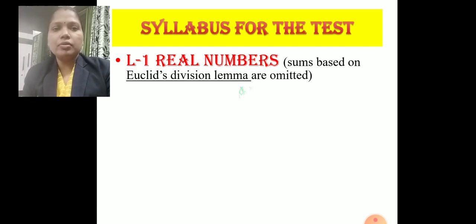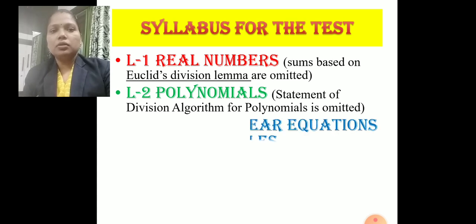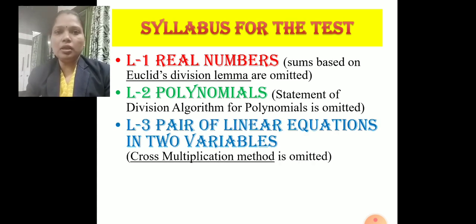Then we have lesson number 2, polynomials. From this lesson only the statement of the division algorithm for polynomials is omitted. Then lesson number 3, pair of linear equations in 2 variables. In this lesson, we have studied different methods for solving linear equations, right? Out of that, the cross multiplication method is omitted. So what I suggest is, whatever sums are there on the cross multiplication method, solve them using another method. Use the rest of the methods and solve. The cross multiplication method is totally omitted.